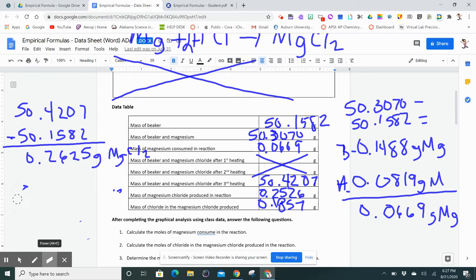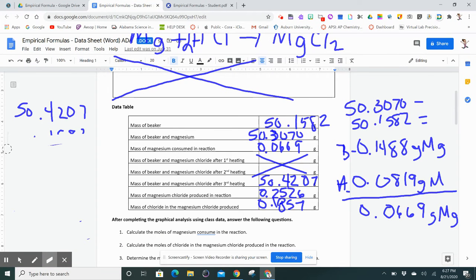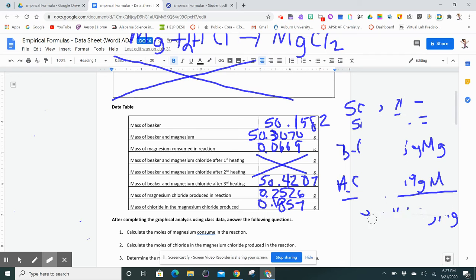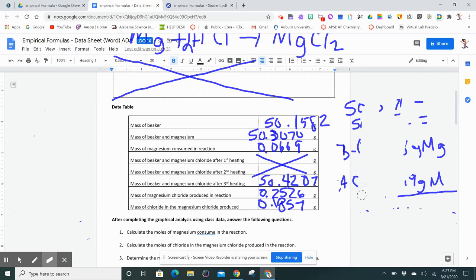So the first one, after completing the graphical analysis of the class data, okay, we're going to skip that for now because we have to have our class data in order to do that. And we have not gotten that done yet. So we're going to skip that portion for now. We're going to go on down to number 1 there, and we're going to start calculating our moles of magnesium, and our moles of chlorine, and determining our empirical formula.